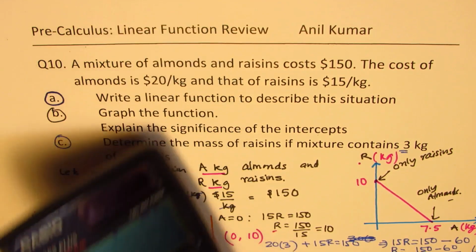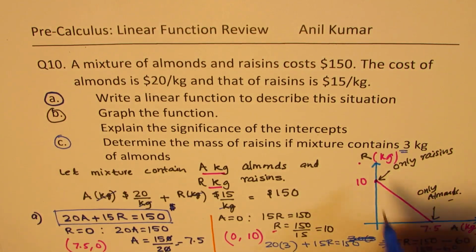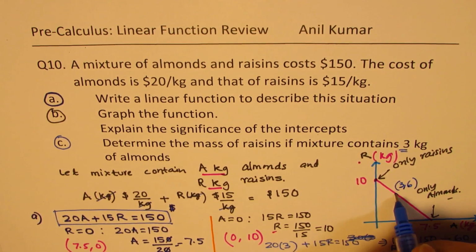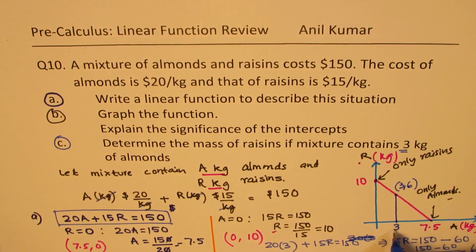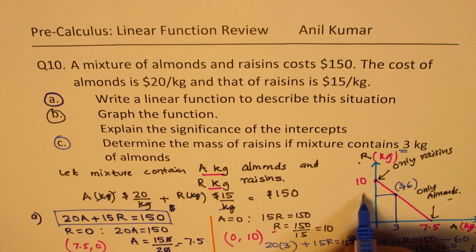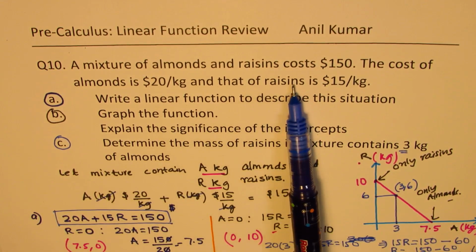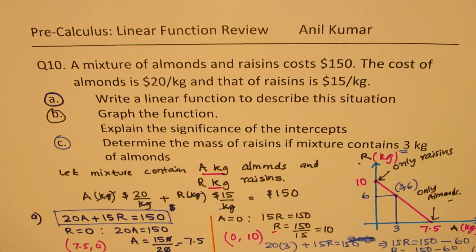So we get 6 as the quantity for raisins. Somewhere here, let's say the point will be 3, 6, where the almonds are 3 kg and the raisins are 6 kg. Does it make sense to you? So that is how, using our function which relates to the given situation, the linear function, we can solve such questions. For any quantity of raisins we can find almonds, and for any quantity of almonds we can find raisins. So I hope that helps.